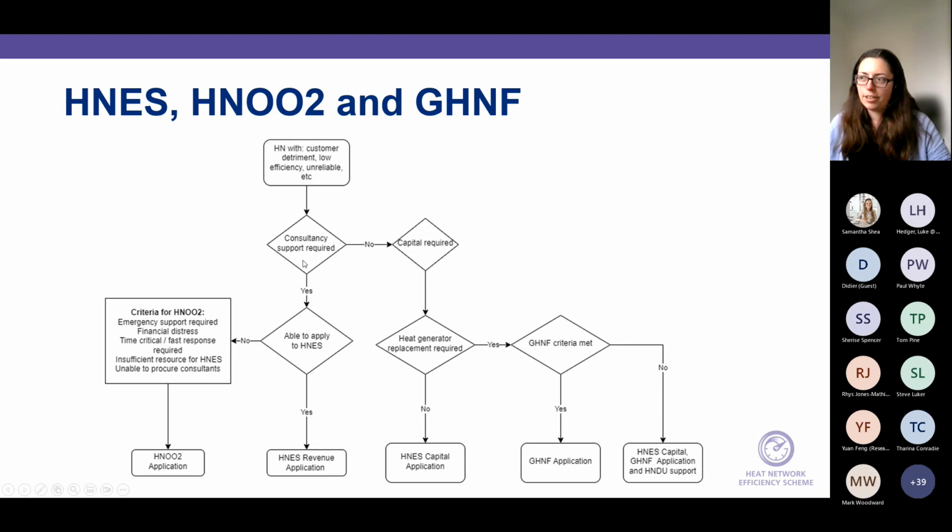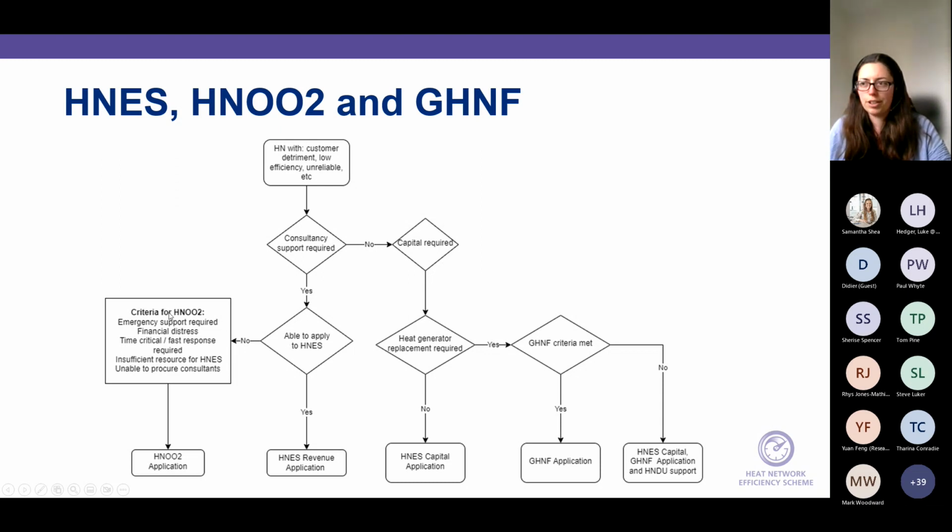Alternatively, if they are unclear at this stage what the issues are, they know they've got a poorly performing heat network, but they don't know why. It may be that they want to procure some consultancy support. If they're able to apply to HNES, then they can go straight to the HNES revenue application. But in some cases, that may not be available to everyone.